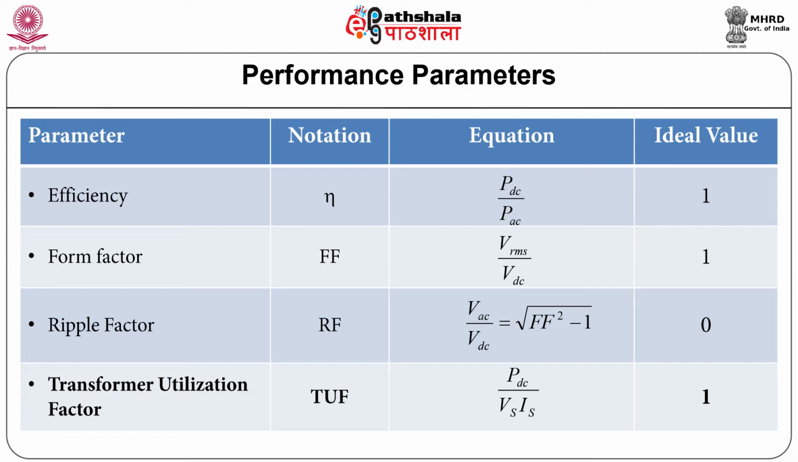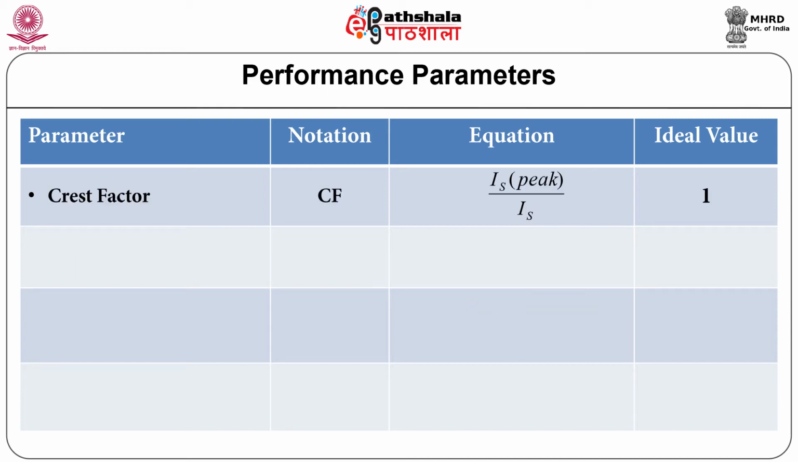Transformer utilization factor determines the size of the transformer. That's why it is important. It also determines the cost of the transformer. So it is the output DC power versus input AC power. Then the crest factor. The crest factor is mainly dependent on the peak value of input current or source current. These are the factors which can determine all these quantities which are already defined.